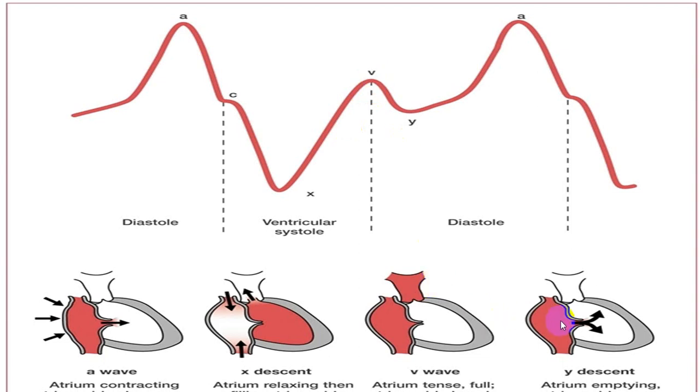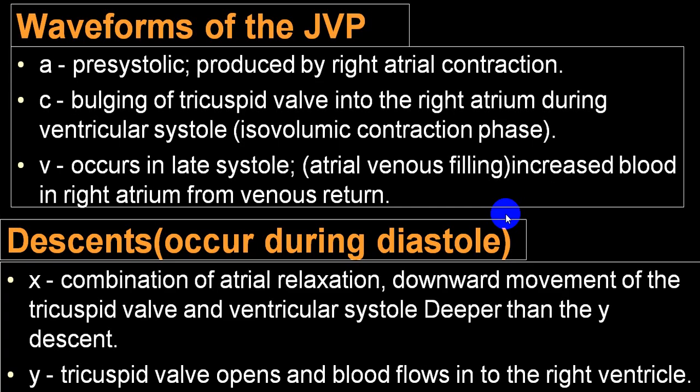There is a sudden rush of blood from the right atrium entering into the ventricle, and that produces the Y descent, plus the ventricle is also in a diastolic period, and both combined produce a Y descent. So A wave, V wave, X descent and Y descent. Understand this very clearly. These are the different waves.